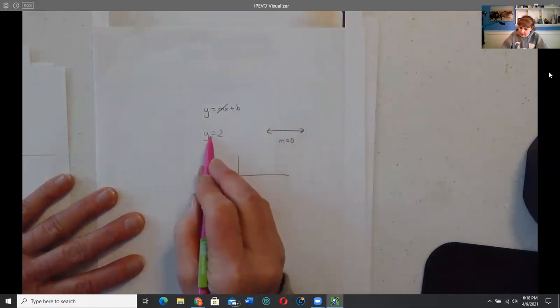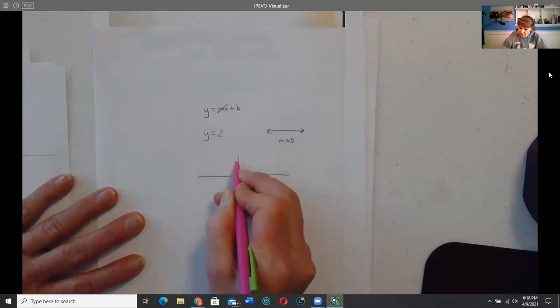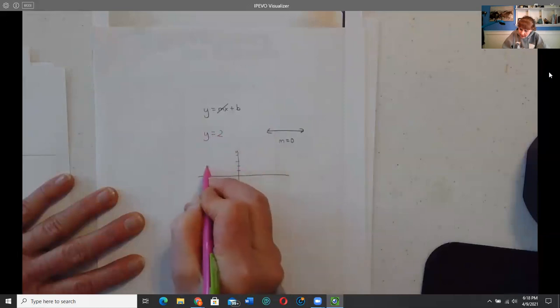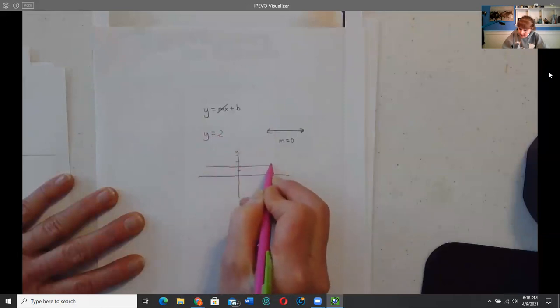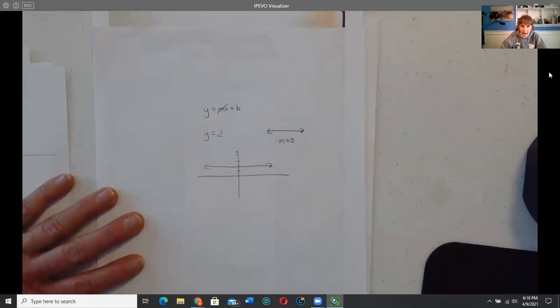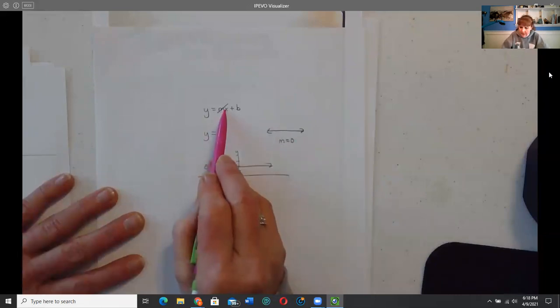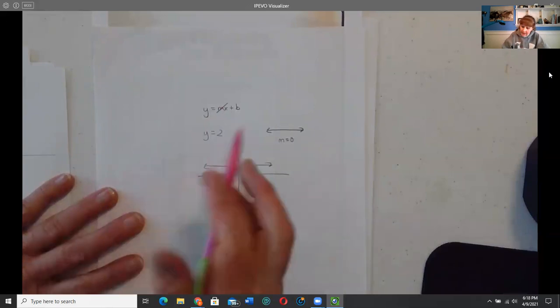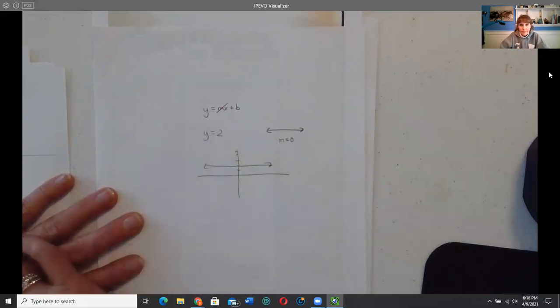It's a horizontal line through the 2. So it's going to hit the y-axis at 2, and it's a horizontal line because the slope is 0. That's why you don't have an x. 0 times any number is 0, so it's just gone. Which means that you can be missing the variable. The key is that it's to the first power.